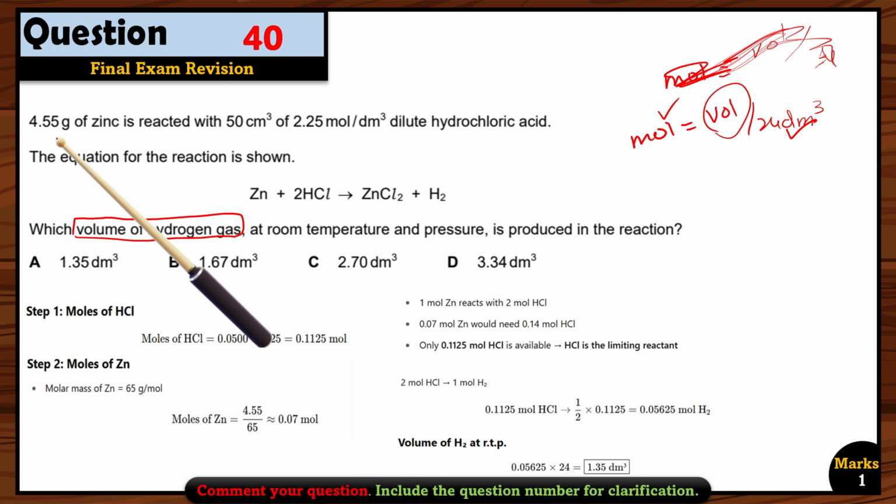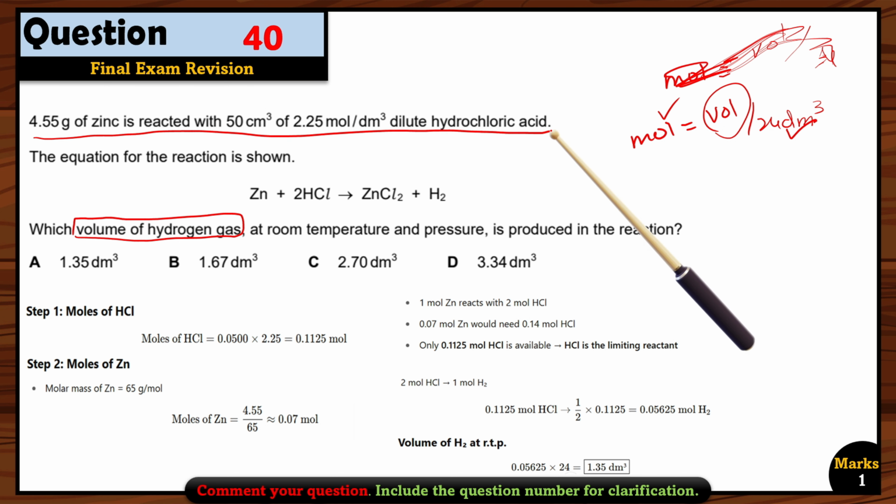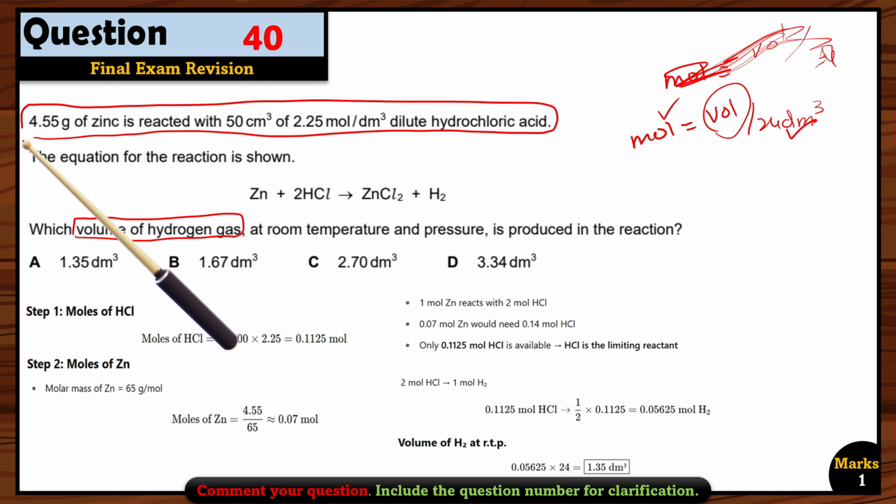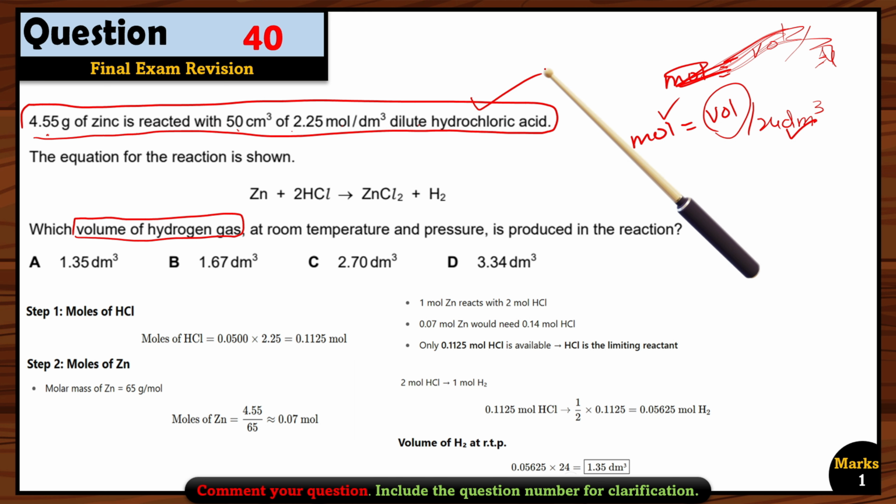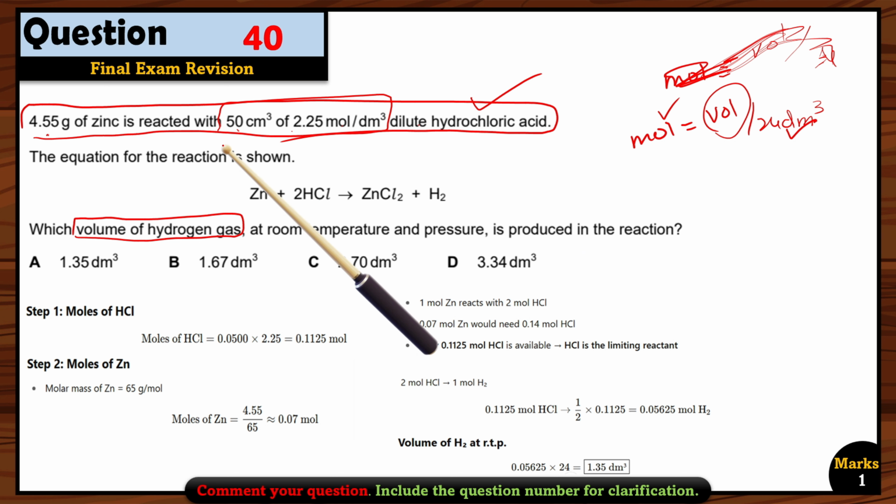Okay, so now let's see this information which is already given. For zinc, we are already given the mass. Okay, 4.5 g is reacted with 50 centimeter cube of 2.25 mol per dm cube dilute HCl, hydrochloric acid. So now we already know the HCl information. HCl is how much? Simple, we already know the concentration and also the volume. So it's simple. We can find first for HCl.